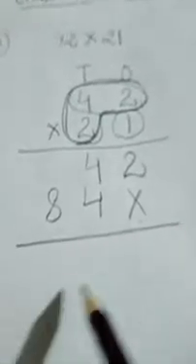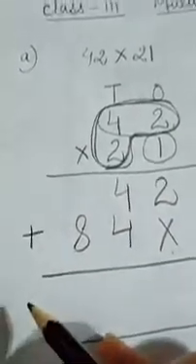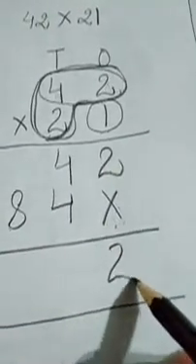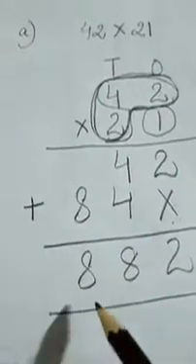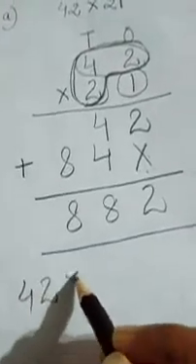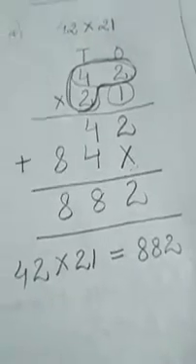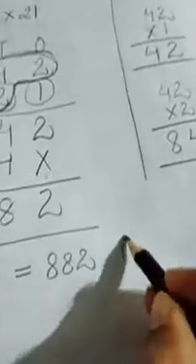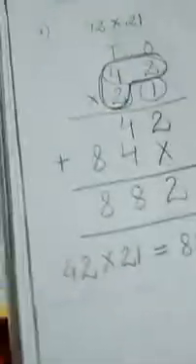After writing in this style, now we will add these both. We will put the symbol of addition. Here 2 and cross. Cross means nothing is there, so only 2 is there. So here will be 2. 4 plus 4 is 8, and here is an 8 only. So what is the product? 882. So 42 multiplied by 21 is 882. When we multiply two numbers, the answer that we get is called the product.